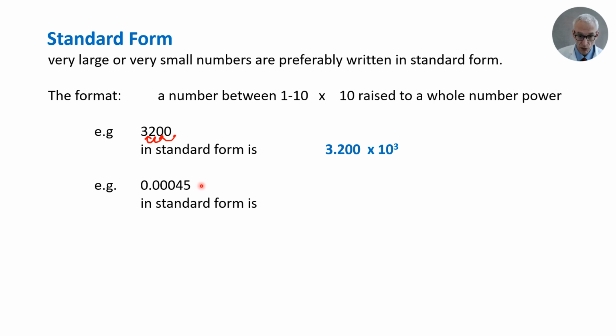Let's look at another example, 0.00045 in standard form. That is 4.5 times 10 to the minus 4. What we've done here is we've moved the decimal place once, twice, 3 times, 4 times to the right. So 4.5 times 10 to the minus 4, in other words, 4.5 divided by 10,000.